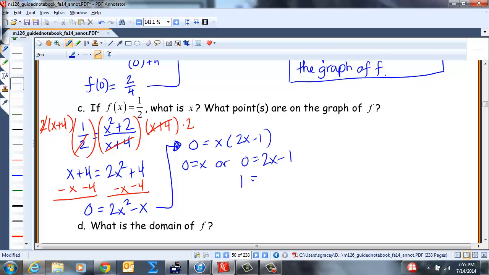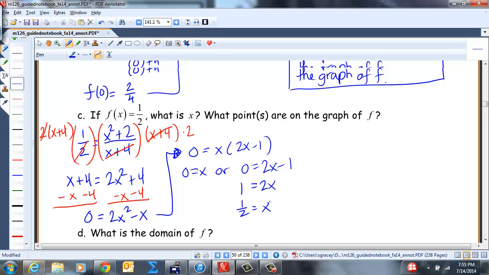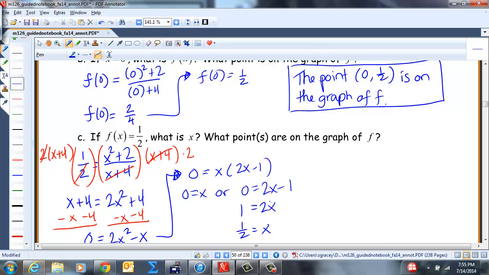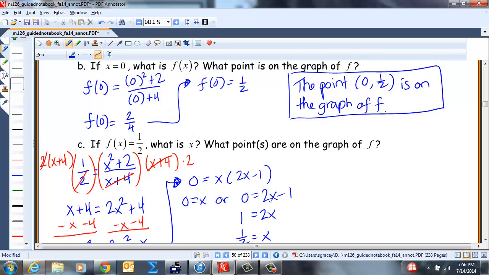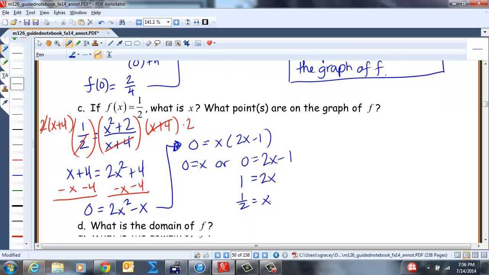Adding 1 to both sides, I'd get 1 is 2x. Dividing by 2, I'd get 1/2 is x. And we already knew that, didn't we? We knew that the point (0, 1/2) was on the graph of f, right?